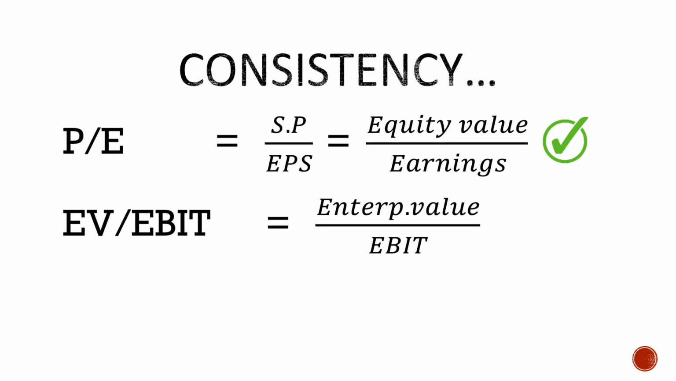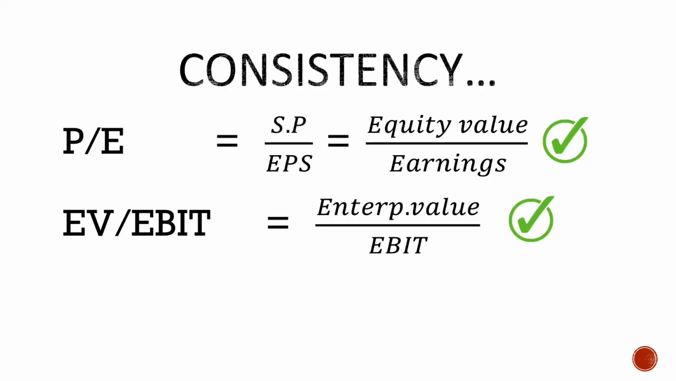Another example, we have the EV to EBIT, which is the enterprise value to earnings before interest and taxes. The numerator, enterprise value, is obviously an enterprise measure. EBIT is also an enterprise measure because interest is not yet deducted. This amount would be distributed to both the debt holders and the shareholders, considering again that interest is not yet deducted. Again, this is a consistent ratio.